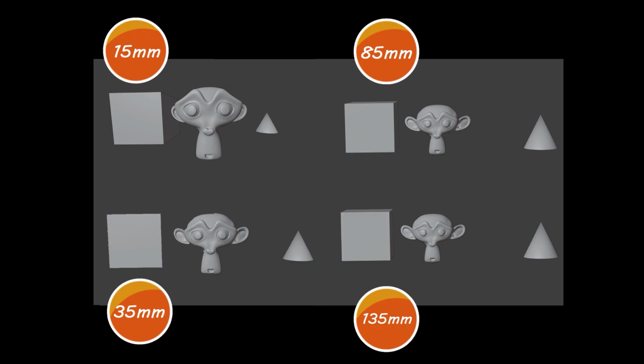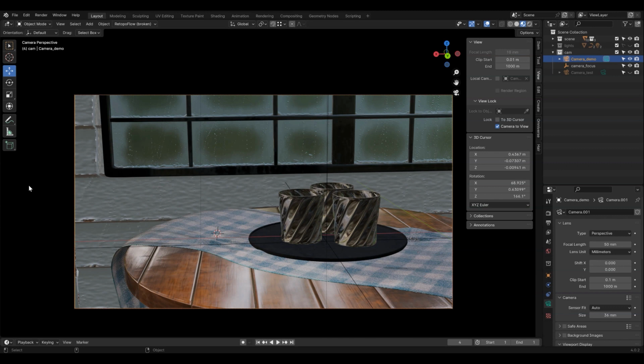Next up, let's talk a little about focal lengths. Having a smaller focal length will allow you to get closer to your subject, but will also cause a more dramatic warp in perspective, like this 15mm lens here. Alternatively, a higher focal length, like this 135mm lens, will allow you to be farther from the subject with a more flattened perspective. Now let's go ahead and change the focal length here in Blender.